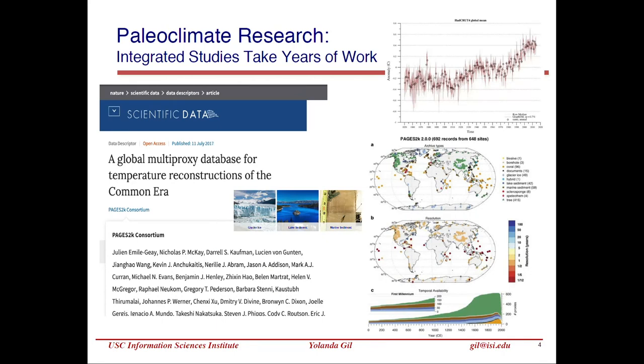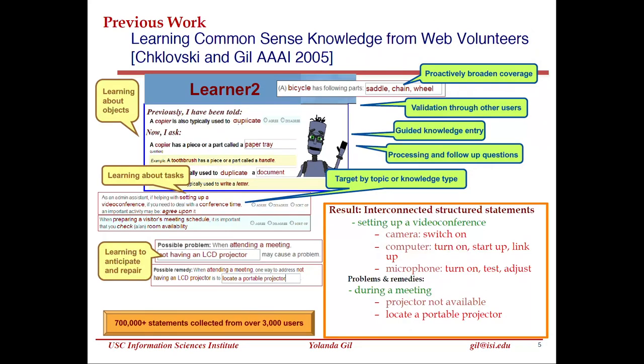This is a study for climate in the last 200 years, and it takes them literally many years to look at data from different parts of the globe. Each data set is collected by a different investigator. The data is very, very different, so it takes them a long time to put together these global studies of climate, and our goal is to make that more efficient.